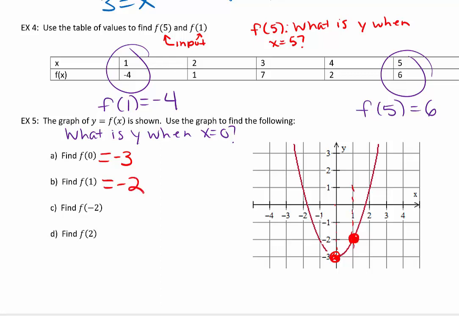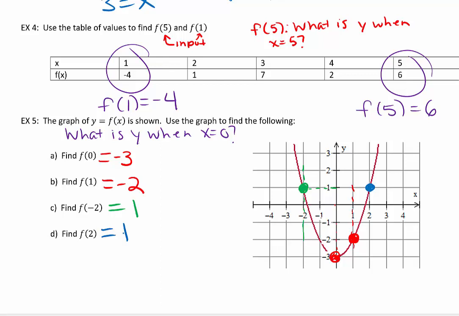To find f of 1, I go to x equal 1, I find the point with an x value of 1, and I read off the y value. The y value of that point is negative 2. F of negative 2, my input is negative 2, my x is negative 2, I go to the graph. The point that has an x value of negative 2 has a y value of 1. And finally, f of 2, the point on the graph with an x value of 2 also has a y value of 1.